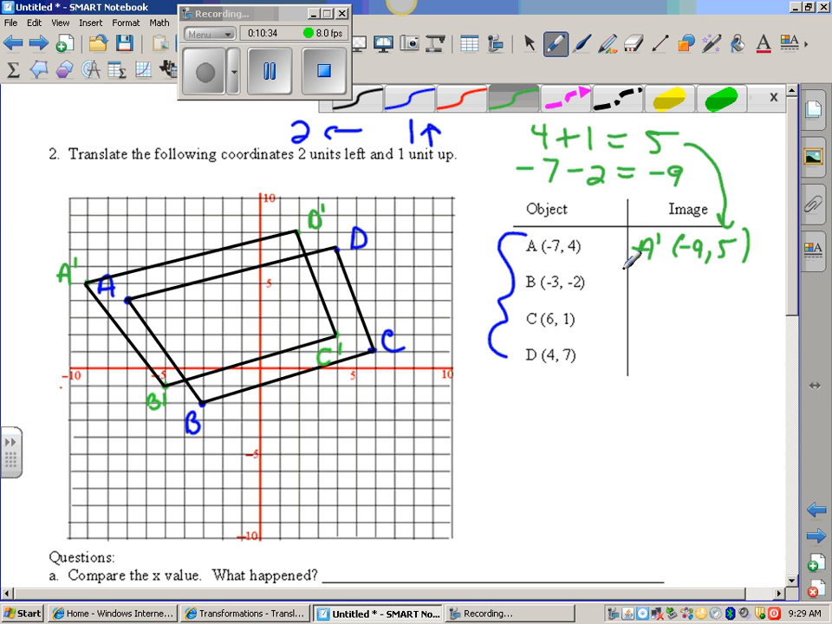B prime is 1, 2, 3, 4, 5. So we get negative 5, negative 1. C prime, 1, 2, 3, 4, 2. And D prime, start at the origin. 1, 2, 3, 4. 1, 2, 3, 4.